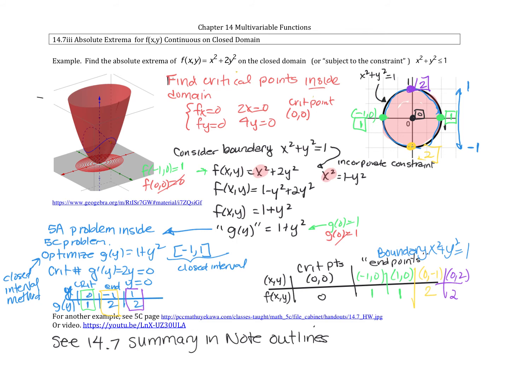And so we just compare these values here. The biggest one we see is 2. It happens in 2 places, but the biggest that we see is 2, so our absolute maximum is 2. And the smallest of these numbers is 0, so the absolute minimum is 0.